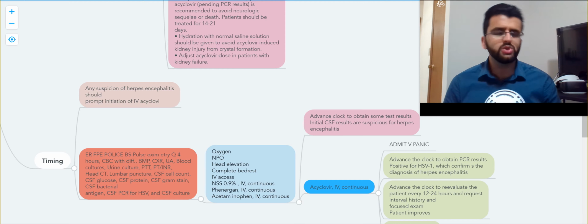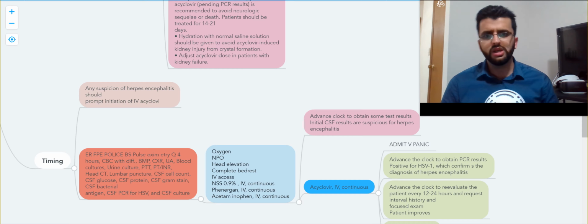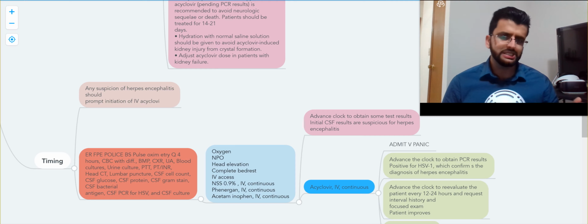Okay. After that, you give him oxygen, regular admission criteria. Oxygen, NPO, head elevation, just to decrease the pressure on the brain. Bed rest, IV access. You give him normal saline, IV fluid, hydrate him. And if he is nauseous, you give him Phenergan. For fever, give him Tylenol, IV. Okay, so that's about it, just supportive management. And you just continue the acyclovir.